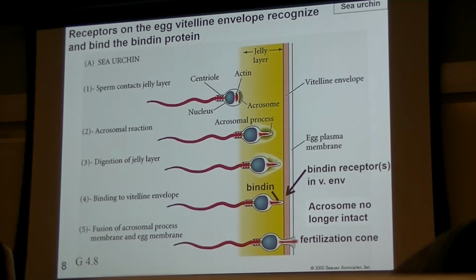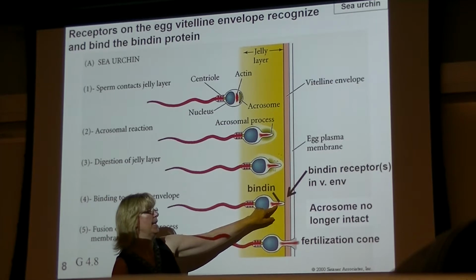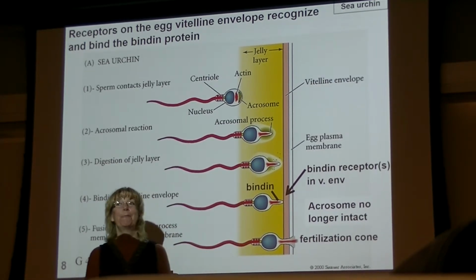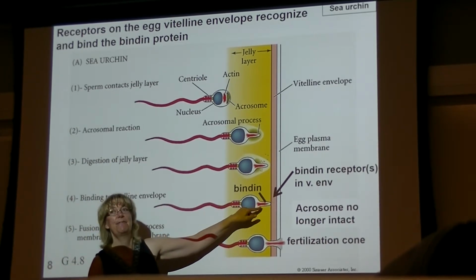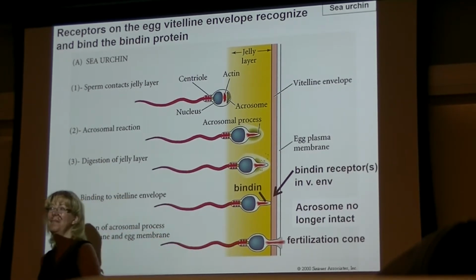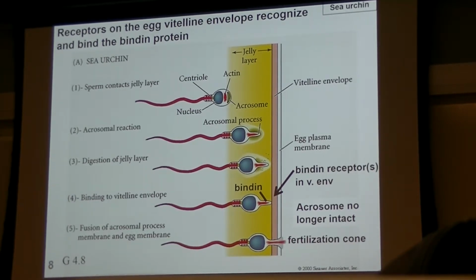At this point, now we have the sperm plasma membrane and the egg plasma membrane really, really close. And so the first sperm that can make it this far and connect to the middle of the envelope may be the one that actually fertilizes the egg. When the sperm plasma membrane and the egg plasma membrane fuse together and unite, that essentially is fertilization.